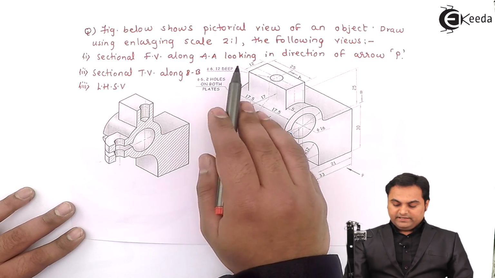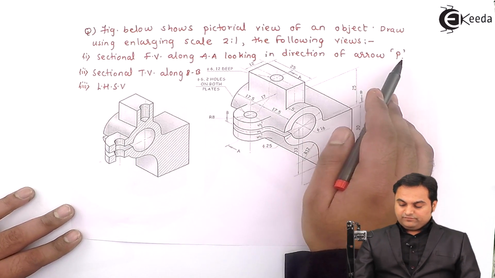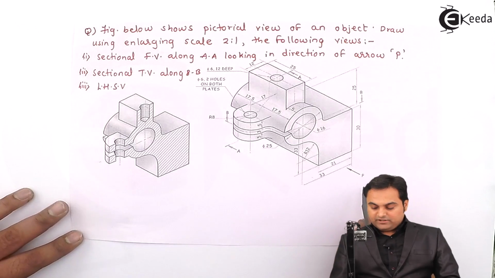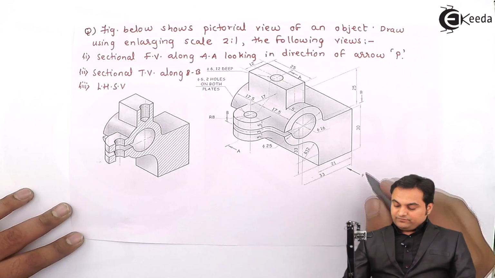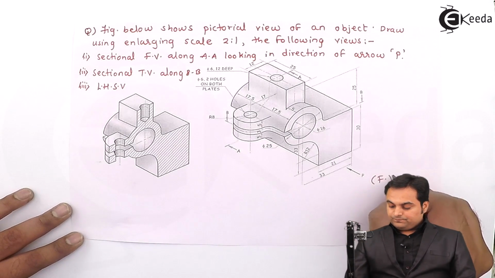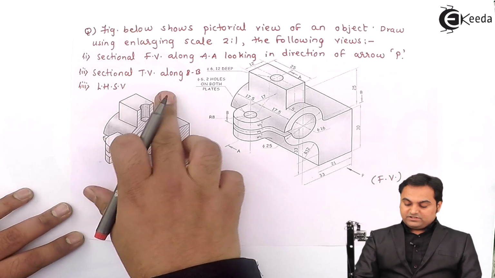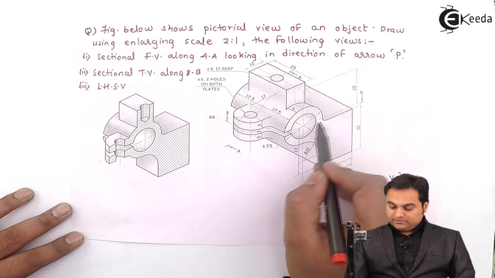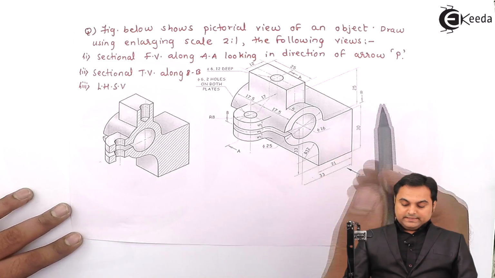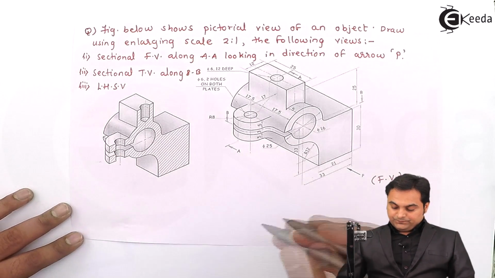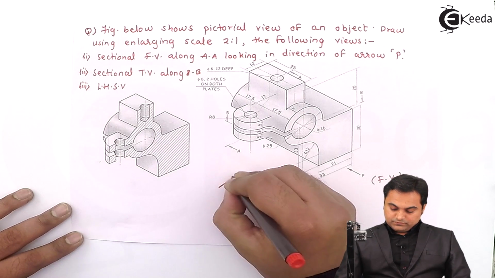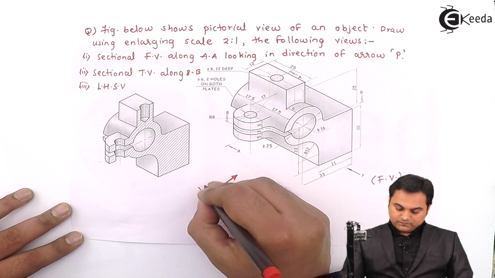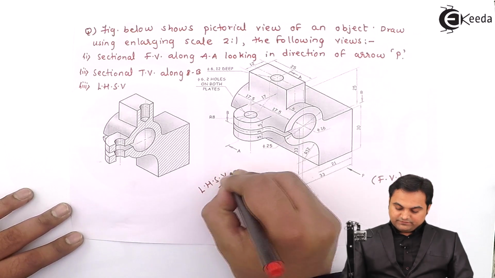Sectional front view along AA looking in direction of arrow P. So this arrow P is the direction for the front view, and then sectional top view along section BB. So this BB is nothing but the cutting plane, and then left hand side view. This is the direction for LHSP, the left hand side view.